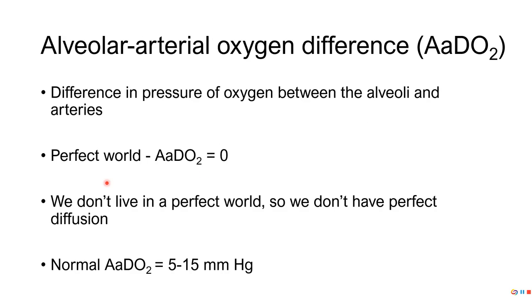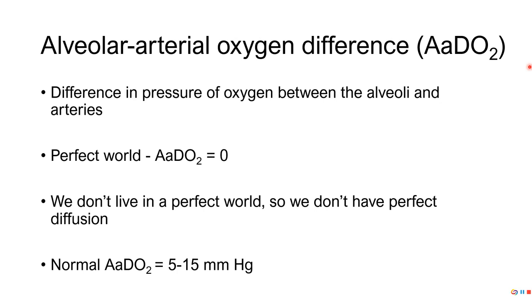All right, so the AaDO2 is just the difference in pressure of oxygen between the alveoli and the arteries. Now, in an ideal world, you would have perfect equilibration. Your alveolar pressure would equal your arterial pressure. Life would be great. However, we don't live in a perfect world, and therefore we don't have perfect diffusion. Therefore, we have an AaDO2, and it can be anywhere between 5 and 15 millimeters of mercury. Now, generally speaking, this isn't a big deal, but it can play a role in exercise, and we'll get into that.